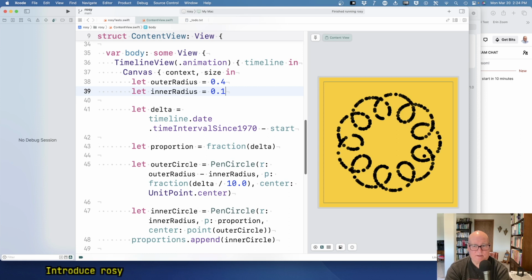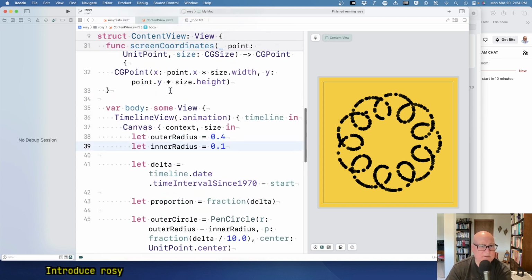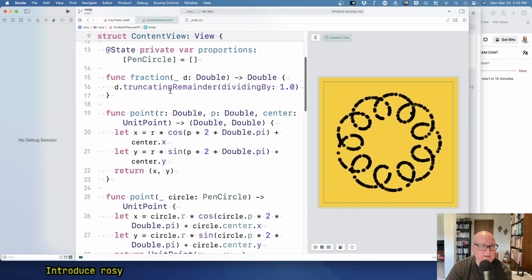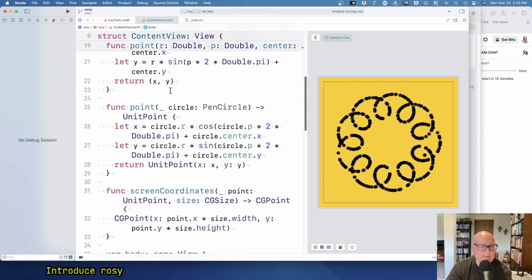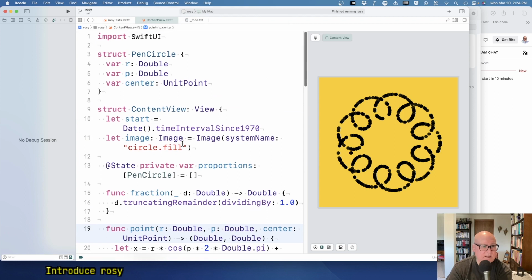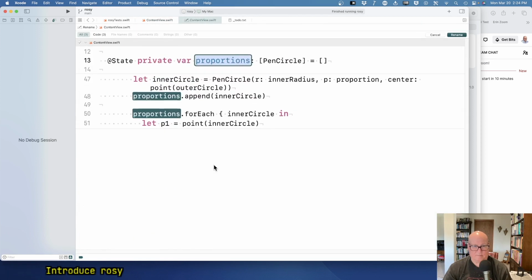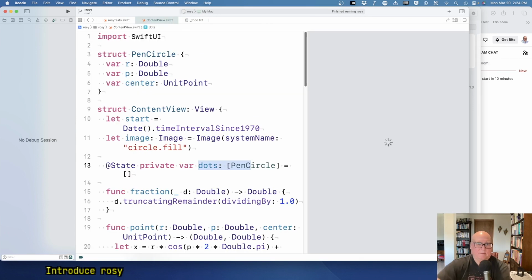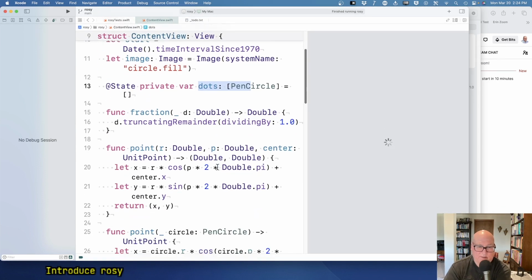And we did not append that little dot to the points. Well, I call them proportions, but we should rename that. Maybe dot array. Don't know.